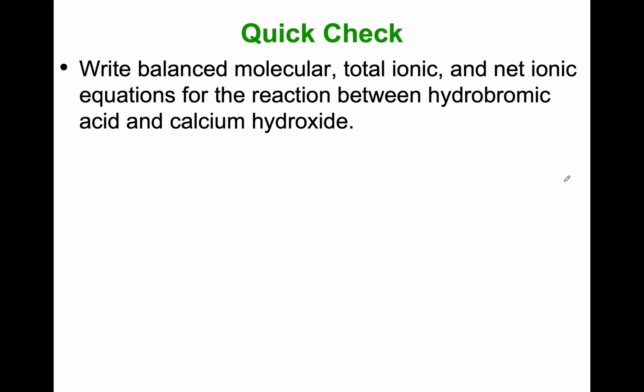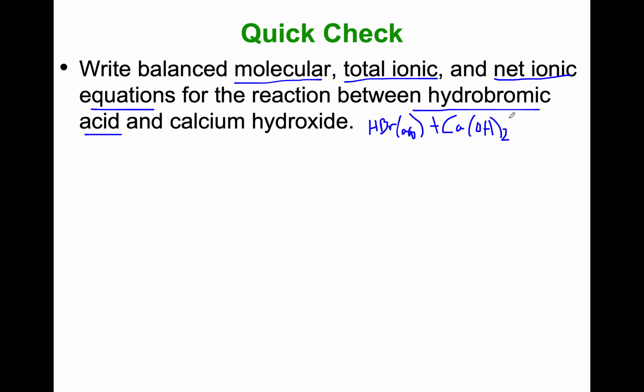So take a look. This looks very familiar. Write a balanced molecular equation, a total ionic equation, and a net ionic equation. This is an acid-base neutralization. However, we can still do the same thing. Hydrobromic acid, that was the naming chapter, that's HBr. And calcium hydroxide, that's our base. So that's our calcium hydroxide.